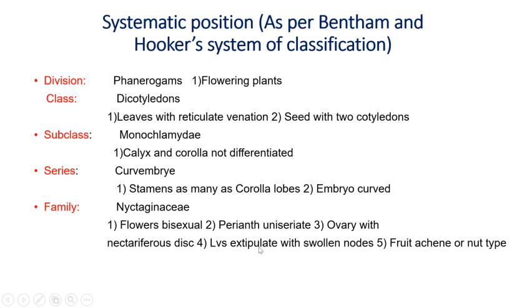Then leaves exstipulate. That means stipules are absent. And leaves are with swollen nodes. That means the base of the node is swollen. Then fruits are achene or nut type. These are the diagnostic characters of this family. Now this is the classification of this family as per Bentham and Hooker. Division Phanerogams, class Dicotyledons, subclass Monochlamydeae, series Curvembryeae, and family Nyctaginaceae.